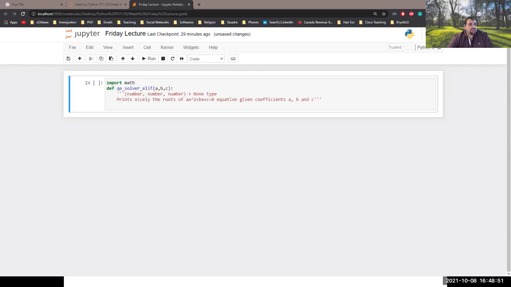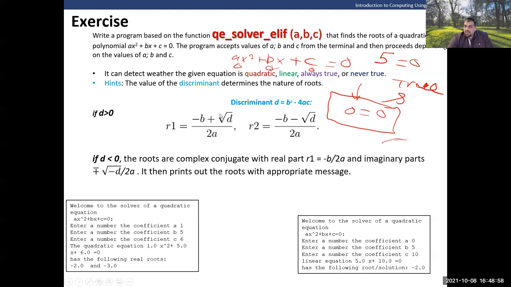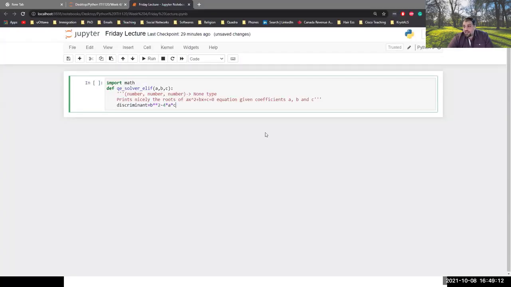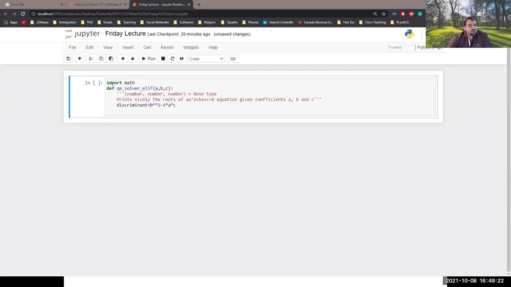So the discriminant, as you see in the slide here, D is equal to what? B squared minus 4AC, okay? So that's exactly what we're gonna do. So we go here and we say we wanna find the discriminant. After that, we have to run our if statements. Okay, I'm gonna copy the whole function.